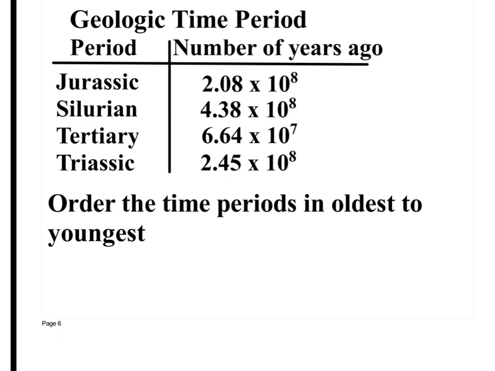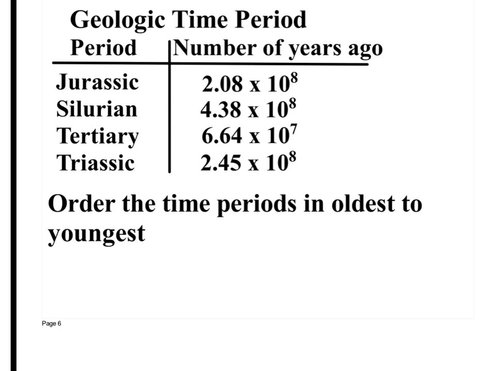The biggest number you see, or the biggest number you think's up there, is not. If you were to go by the front numbers right here, you would think Tertiary would be first. It's the oldest. It's got 6.64. But it's not. It's actually the youngest based off of exponents. So you always go off exponents first. Look for the biggest exponent. The biggest exponent's 8. So then we look at the numbers in front of the ones that have an exponent of 8, which will be 2.08, 4.38, and 2.45.